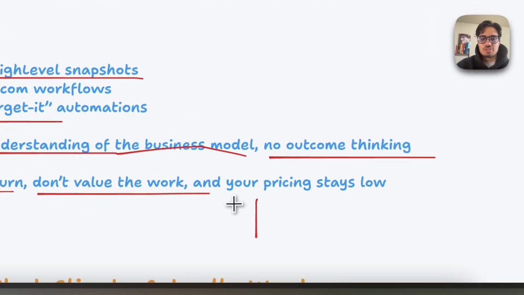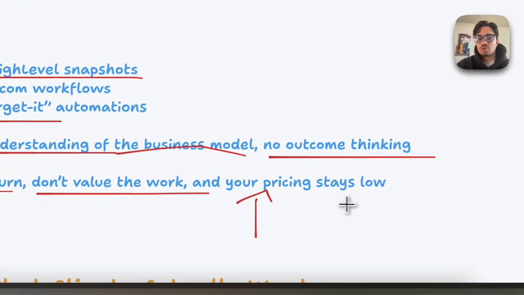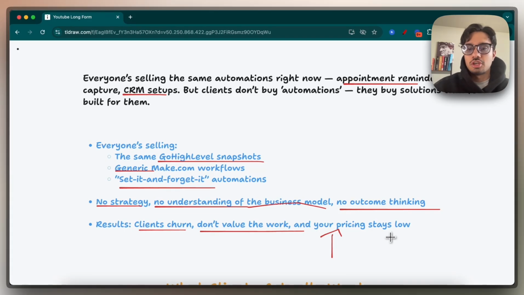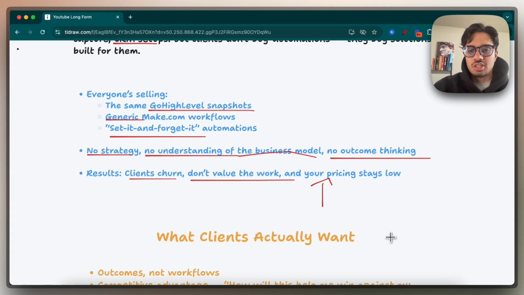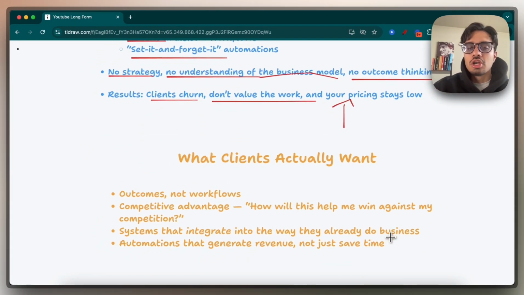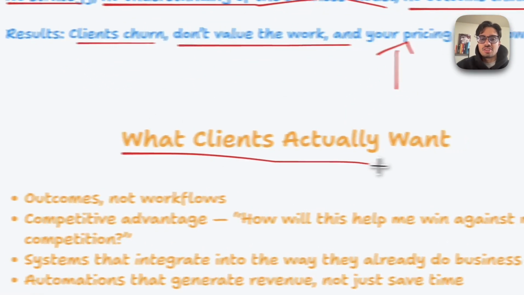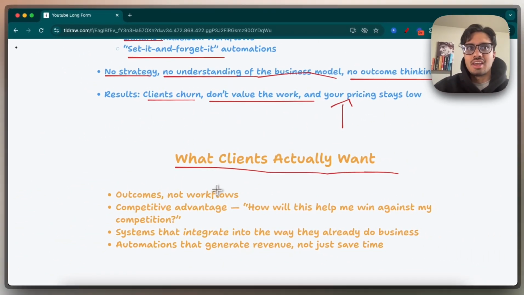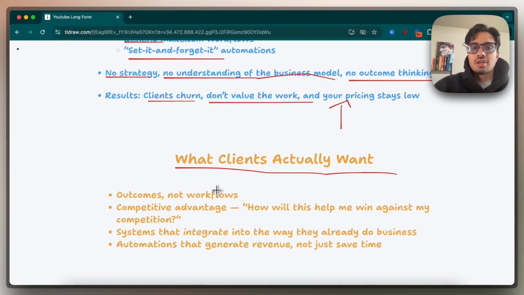And of course, because you're just competing on price, your price is going to have to stay low, because anybody else with that same solution can just come and undercut you. So that's the issue we're dealing with right now. The way to overcome this is to see what clients actually want. They don't want just workflows. No one is buying a CRM follow-up system. They're buying it to solve a pain point for a particular outcome.